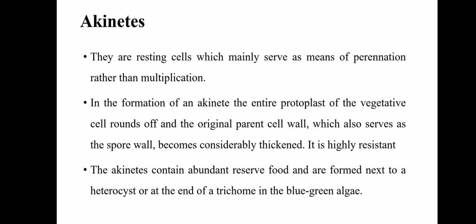Then algae can also reproduce asexually by forming some peculiar structures or cells like akinetes. These are resting cells and mainly act as a mode of perennation rather than multiplication. Here, in the formation of an akinete, the protoplast detaches from the parent plant, and its wall becomes thickened and highly resistant. It contains abundant reserve food material and is formed next to the heterocyst. The heterocyst is a specialized structure present in blue-green algae and helps in nitrogen fixation. Remember this point.